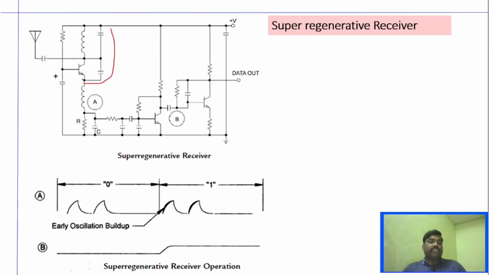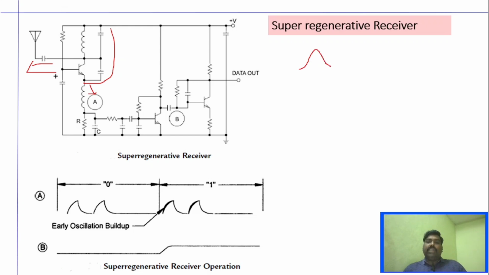Because of this positive feedback, it will cancel the losses which are happening in the tuned circuit, which increases the high sensitivity. And whenever you turn on any particular oscillator, you can see here we are using two transistors marked as A and B, and whenever the oscillator is turned on, you don't need to give any input signal. Whenever the oscillator is turned on, you will have some random noise, and because of that random noise, the oscillation will get created.